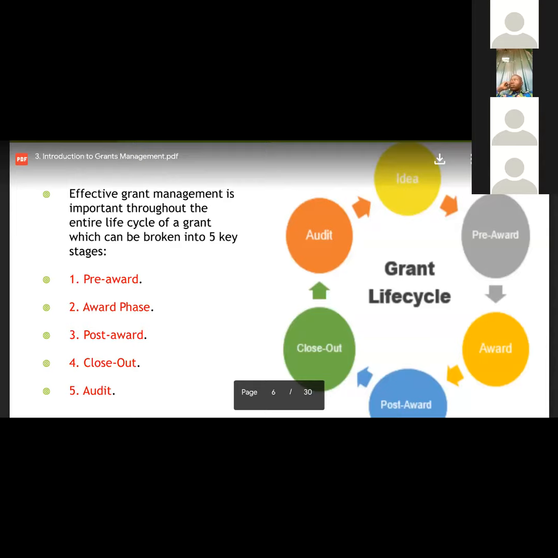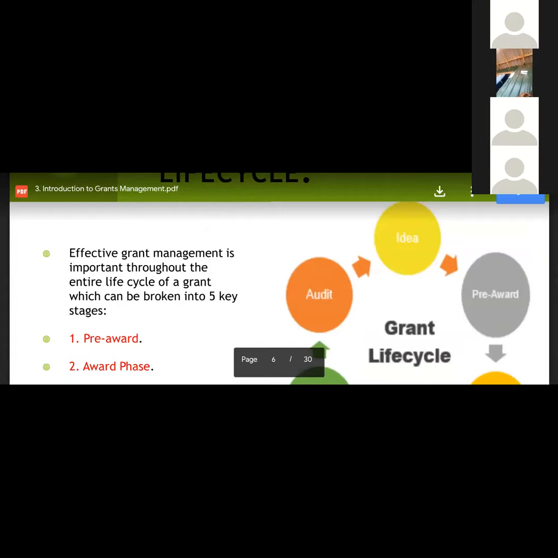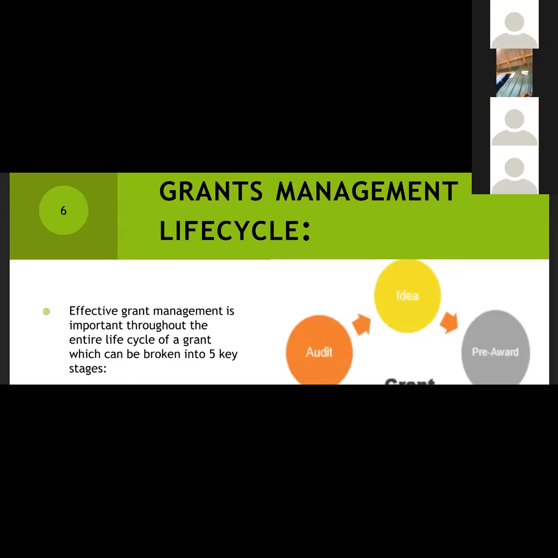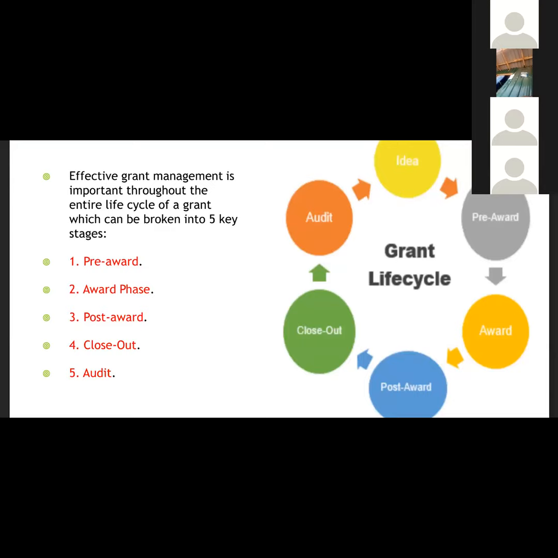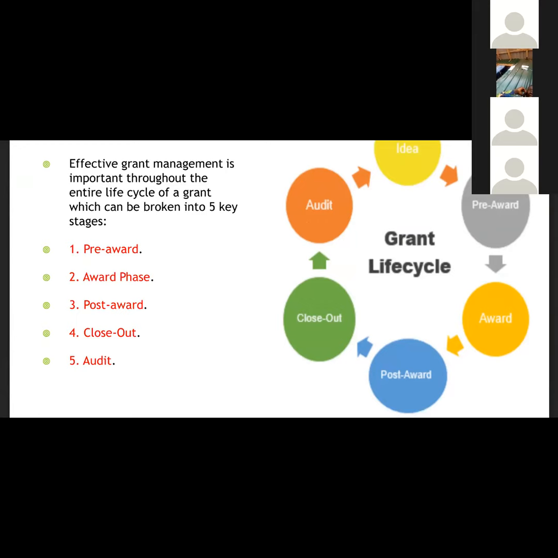So it is important for us to realize and utilize these as much as possible. Later on, I'll be taking you through what exactly we expect. As soon as you have your idea of what you want to get funded for, you will move into these different stages in the grant management life cycle. You'll move to pre-award, then to award, then to post-award, then to closeout, and then to audit, which becomes the last stage that you get into.